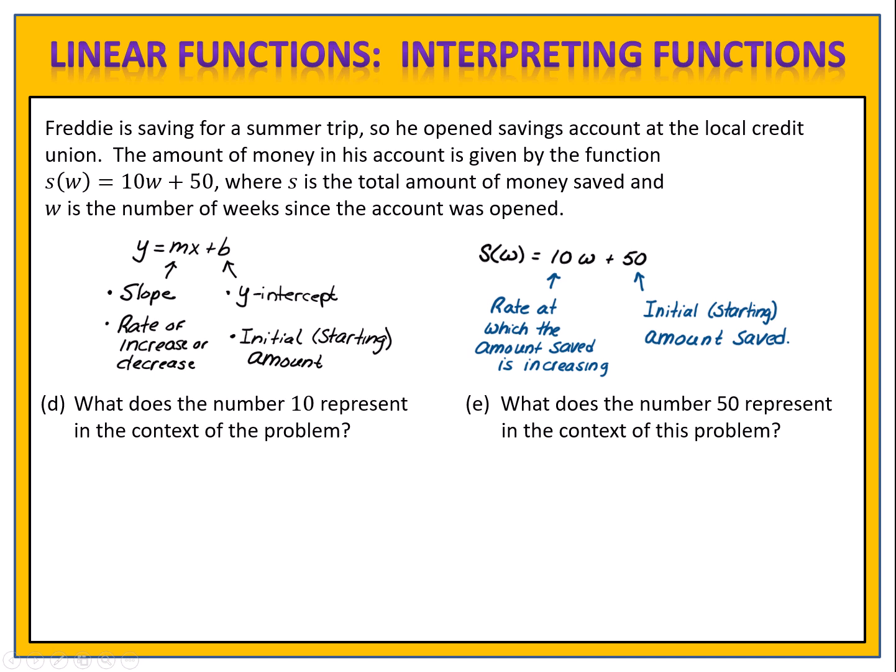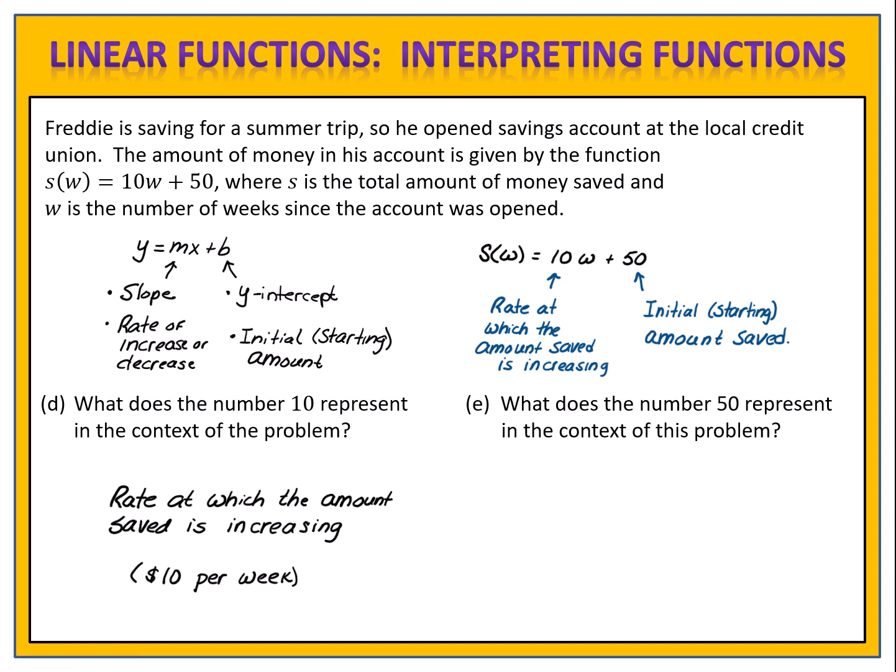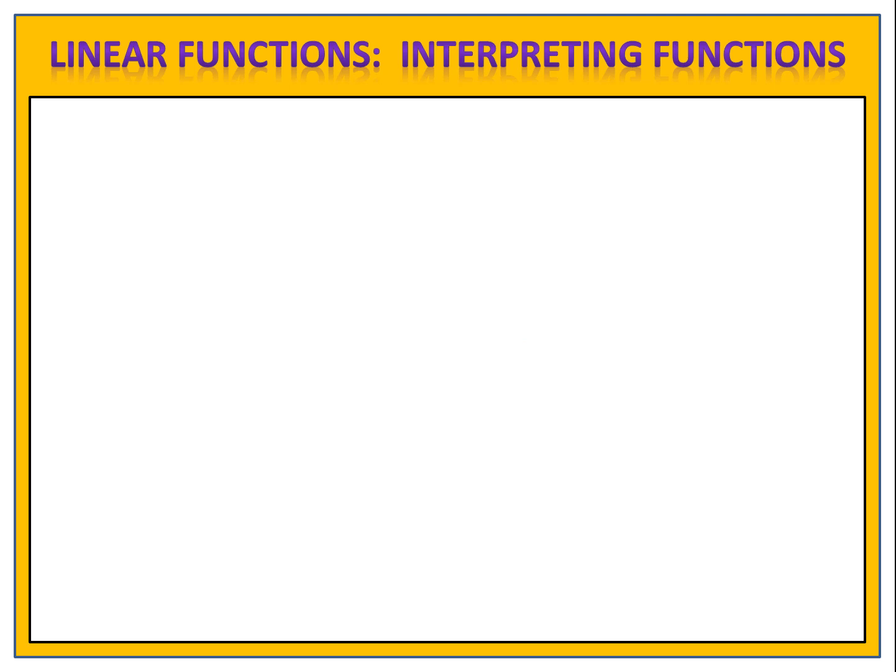What does the number 10 represent in the context of the problem? The rate at which the amount saved is increasing, $10 per week. What does the number 50 represent in the context of the problem? The initial or starting amount of money saved. When he began saving, Freddie had $50. This is everything you need to know in order to interpret linear functions.